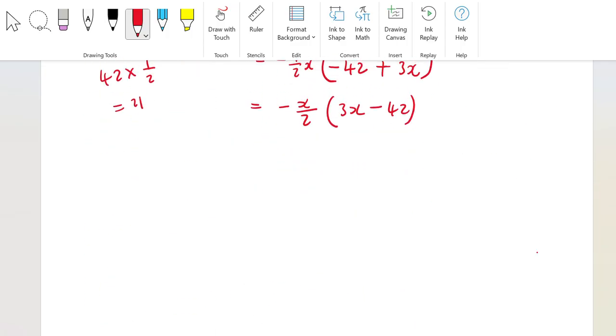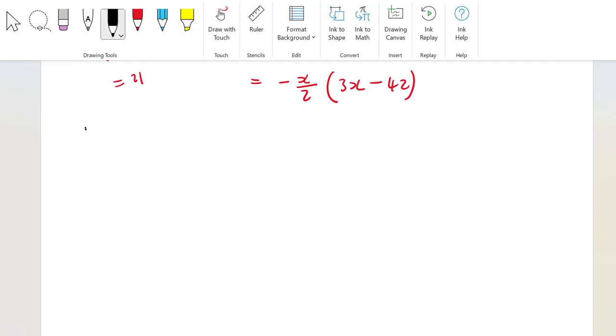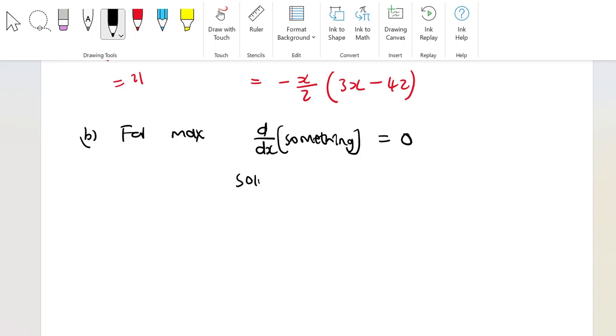Okay, so what can we do? For us to have maximum area, you must know this from calculus. For maximum area, the derivative of something, which in this case is a function, must be 0, and then you solve for x using the expression that you found on top there. But in the previous step, we found that A of x is negative x over 2 multiplied by 3x minus 42.